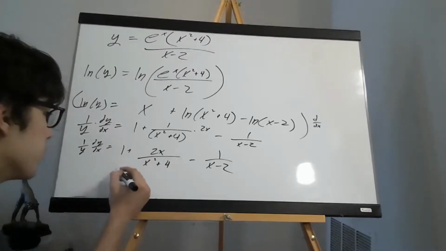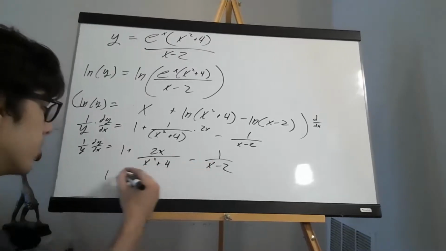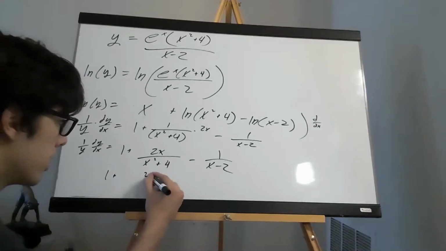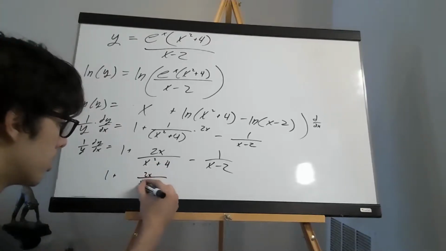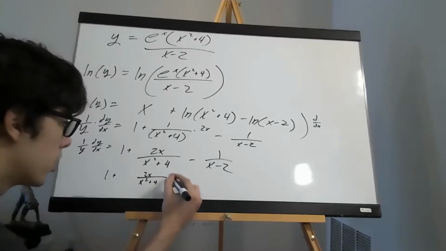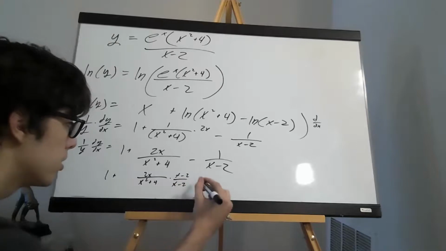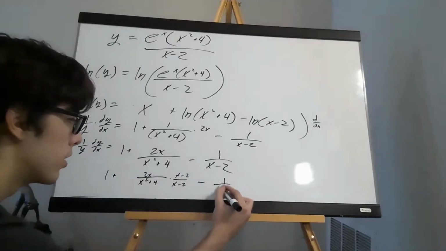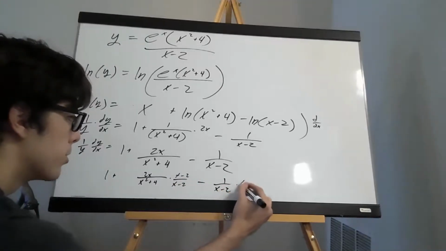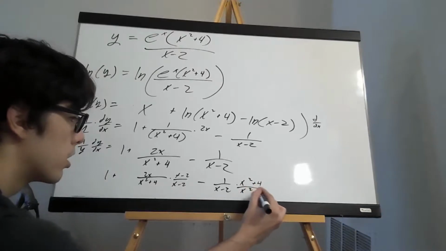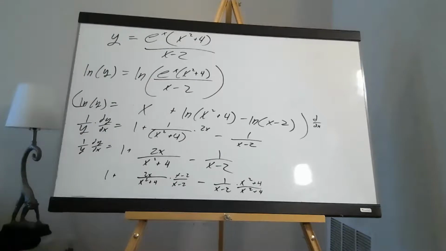Okay, so let's do these two first because that'll make life a little easier. So 2x over x squared plus 4 times x minus 2 over x minus 2, minus 1 over x minus 2 times x squared plus 4 over x squared plus 4. And that's just to get a common denominator.